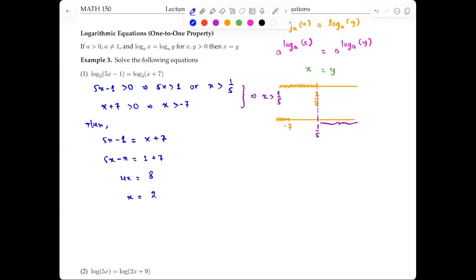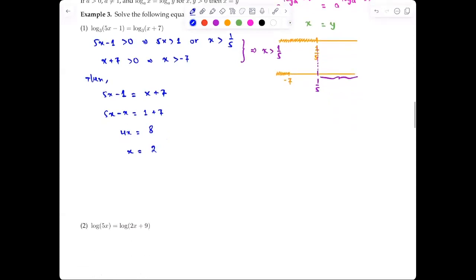So after you find the solutions, you go back and compare that with the domain. Is 2 greater than 1/5? Yes. So you conclude that the solution of the equation is x equal to 2. Since 2 is greater than 1/5, the solution is x equal to 2.